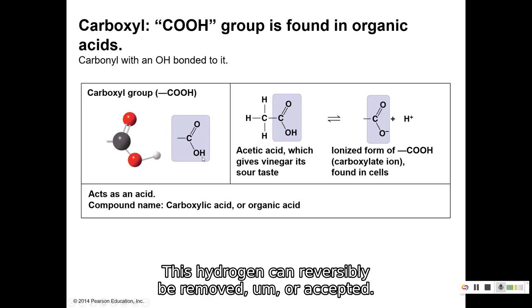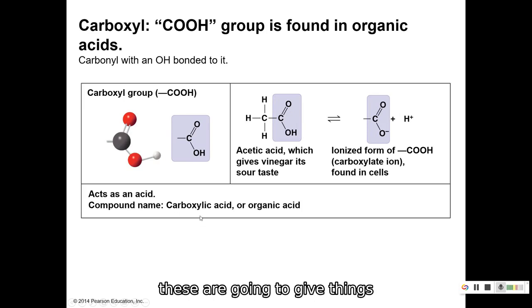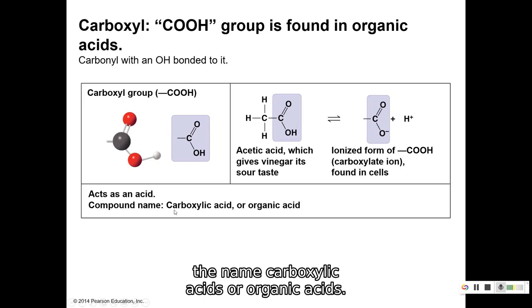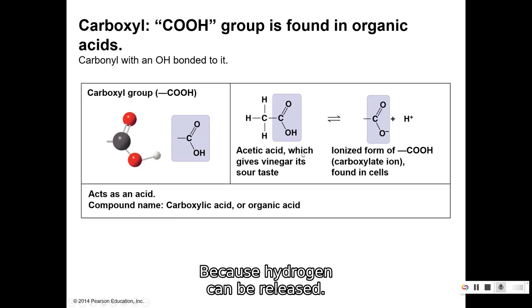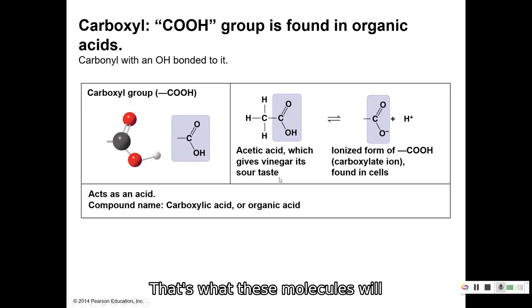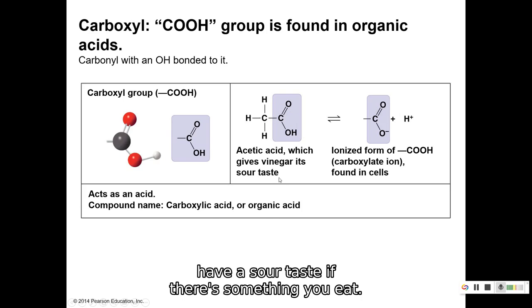This hydrogen can reversibly be removed or accepted, and so these are going to give things the name carboxylic acids or organic acids. Here you can see this is vinegar, this is acetic acid. And because that hydrogen can be released, these molecules will have a sour taste if it's something you eat.